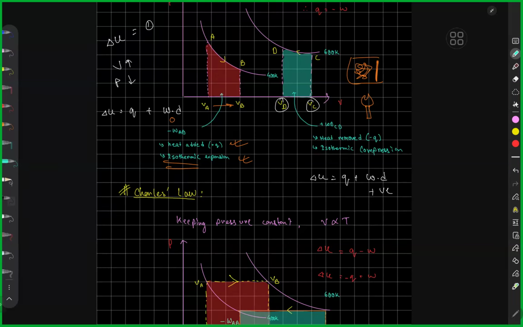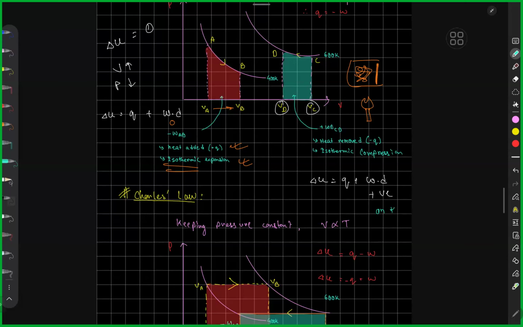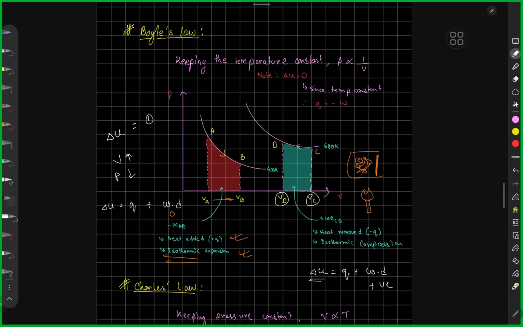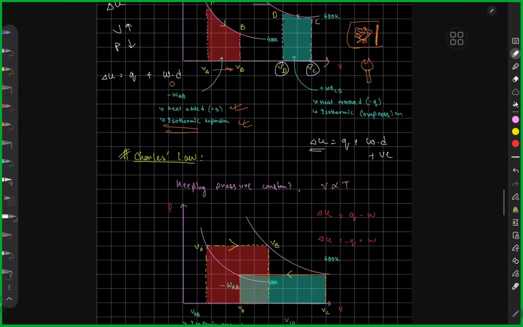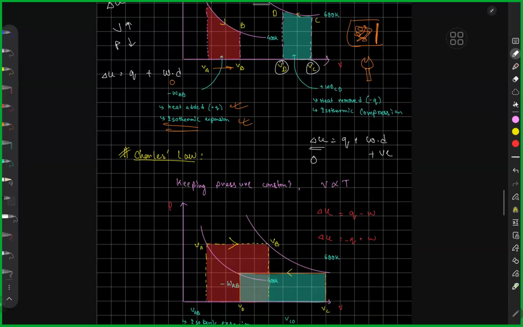So yeah, in isothermic compression, when the volume is decreasing, work is being done on the gas. Got it? Work is done on the gas. That means my work done is positive. But change in internal energy is what? Constant, my friend. Why? Isothermic compression. So temperature is constant. Boyle's law, keeping the temperature constant. So del U is 0.